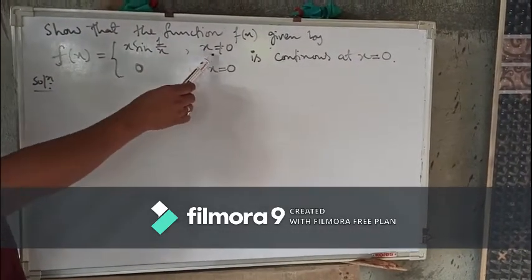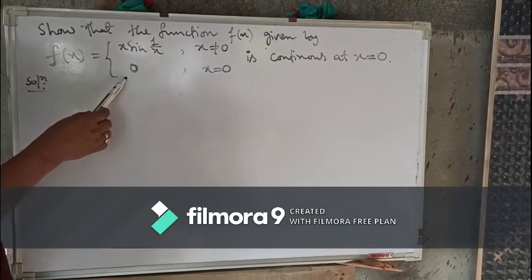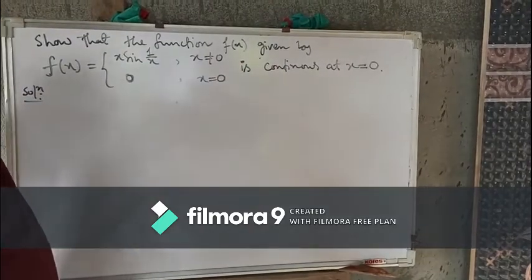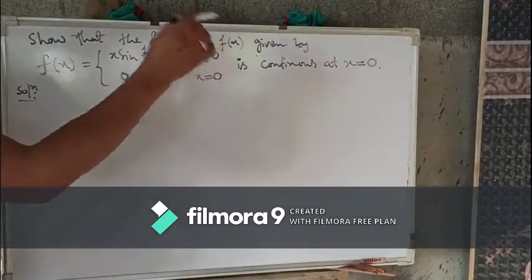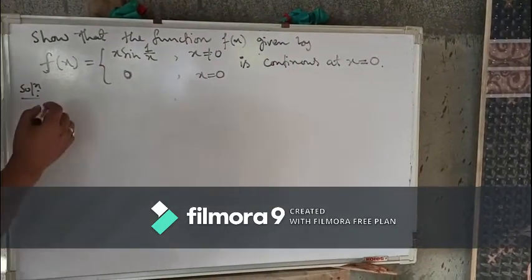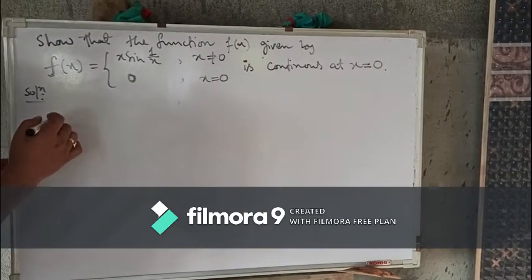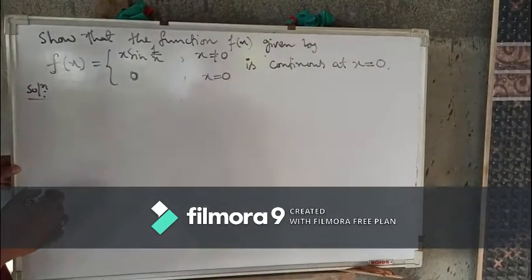Next question: the function f(x) is given by f(x) equal to x sine 1 by x when x is not equal to 0, and it is 0 when x is equal to 0. Is it continuous at x equal to 0? That means we have to show that the function is a continuous function. For that we have to check whether the left hand limit is equal to the right hand limit is equal to the value of the function at 0 or not.